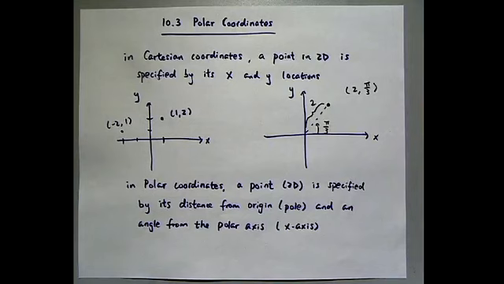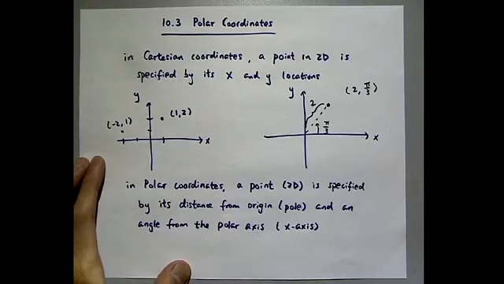It's similar to how we locate things on a map or using directions, right? So if you're sitting on the ground, you might be looking at an airplane. You'll say it's 2 miles from me and 30 degrees east, north, whatever.